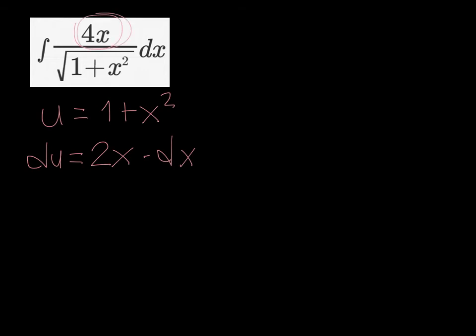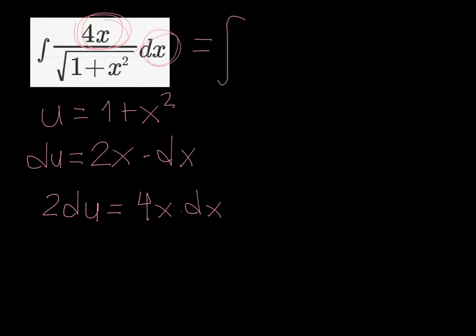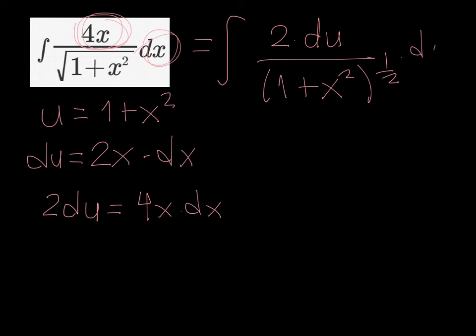So as we have 4x times dx instead of 2x, in this case, instead of dividing du over 2, I'm going to multiply du times 2, because if you multiply du times 2, this 2x will be 4x times dx. And by doing so, we obtain the original integrand. So let's change it. This will be 2 du over 1 plus x squared to the 1/2 on the denominator.